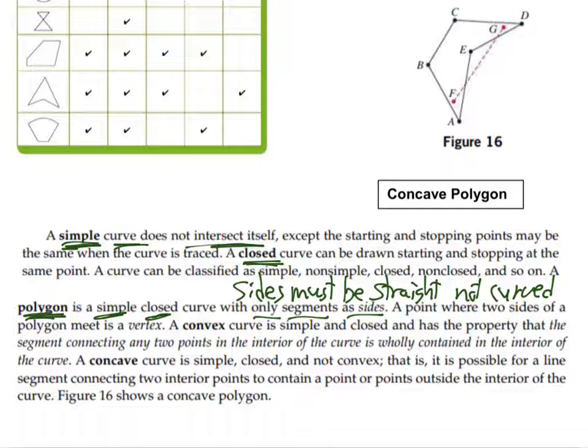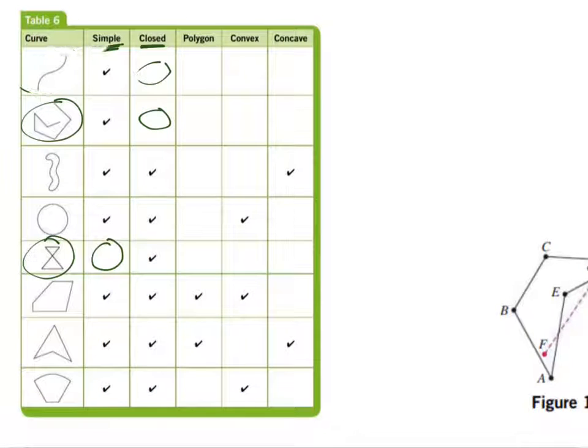So what's a polygon? Poly means many. So polygon, many sides. A polygon has many straight sides. That's what it means. A polygon has a bunch of straight sides. And it's closed, and it's simple. It doesn't cross itself. So let's go back and figure out which ones are polygons.